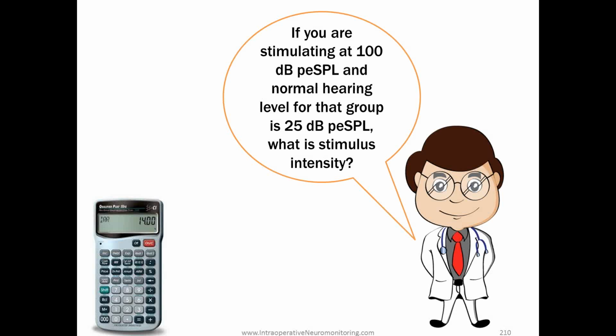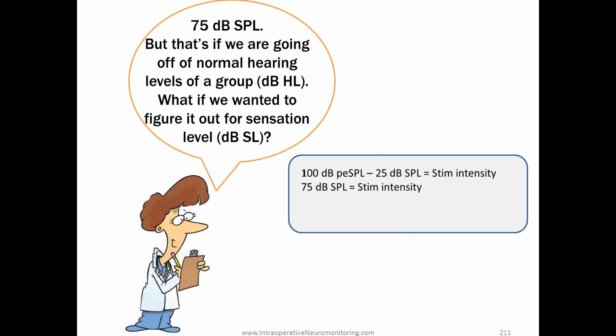So if you're stimulating at 100 decibels sound pressure level and normal hearing for that group is 25 decibels sound pressure level, what is the stimulus intensity? This is just simple subtraction: it's 75 decibels SPL, but that's if we're going off of normal hearing levels of a group, or the dB HL. What if we wanted to figure it out for sensation levels?